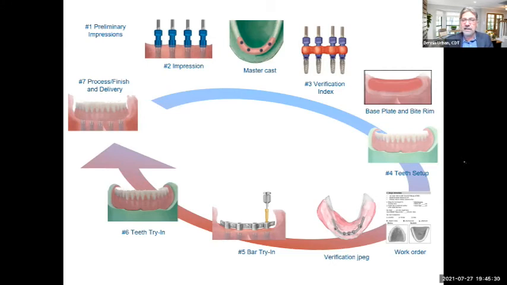And then we'll do a tooth setup. If the verification index worked out well and everything looks good with the occlusion, we're ready to get our bar made. We send it out to whatever company is milling our bar. Once the bar is sent to the company, a few days later we'll get a verification JPEG and make sure the design looks good. Then we'll do the bar try-in, the tooth setup on the bar, and then we're ready to finish the case. So following this protocol is really important.